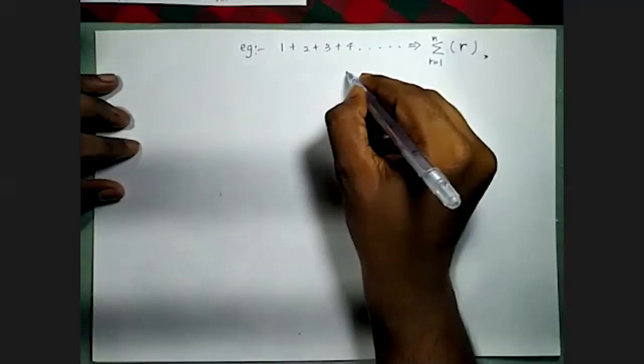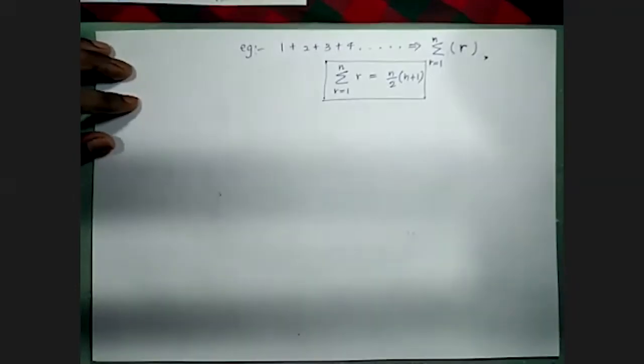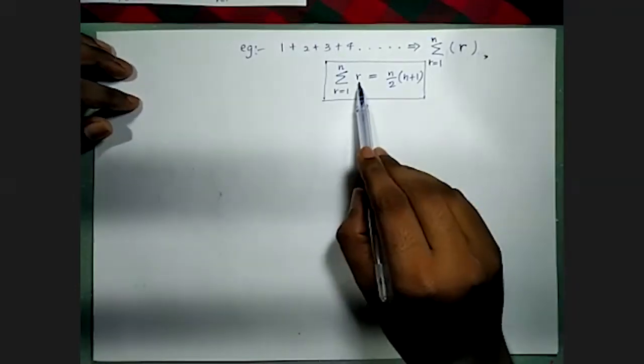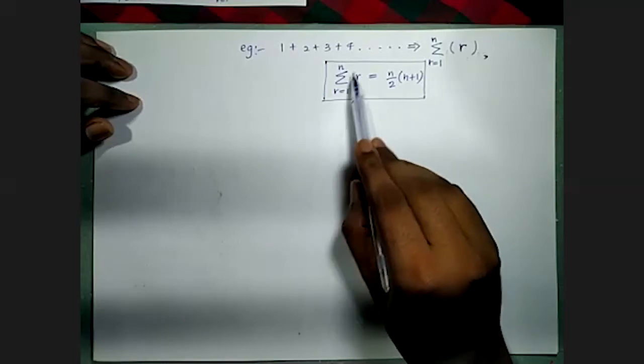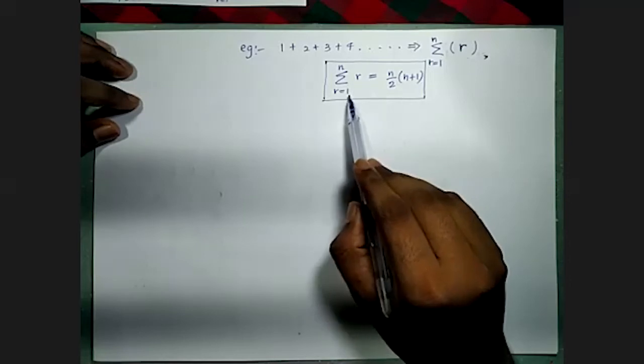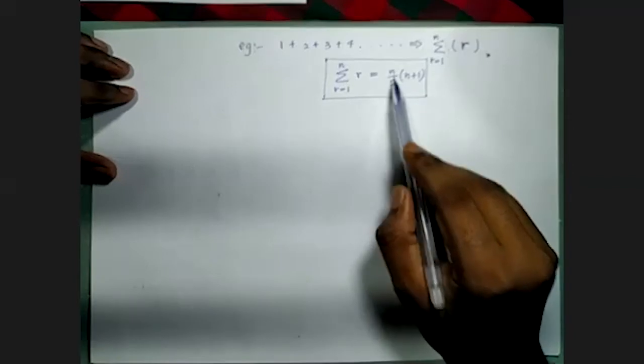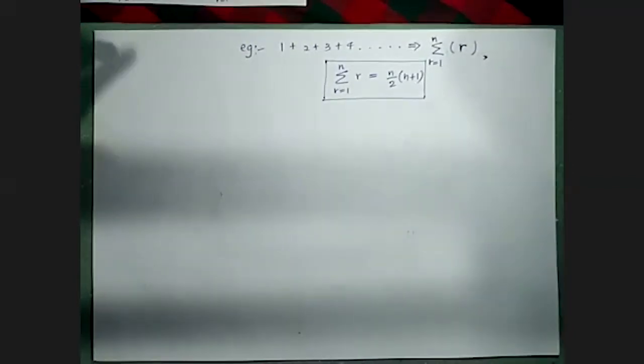Now the theorem is sigma r equals 1 to n of r is having a sum, that is n over 2 into n plus 1. This is the theorem. When we have a series with the general term r, the sum of the series for the first n terms is this, n over 2 into n plus 1, because n is unknown.